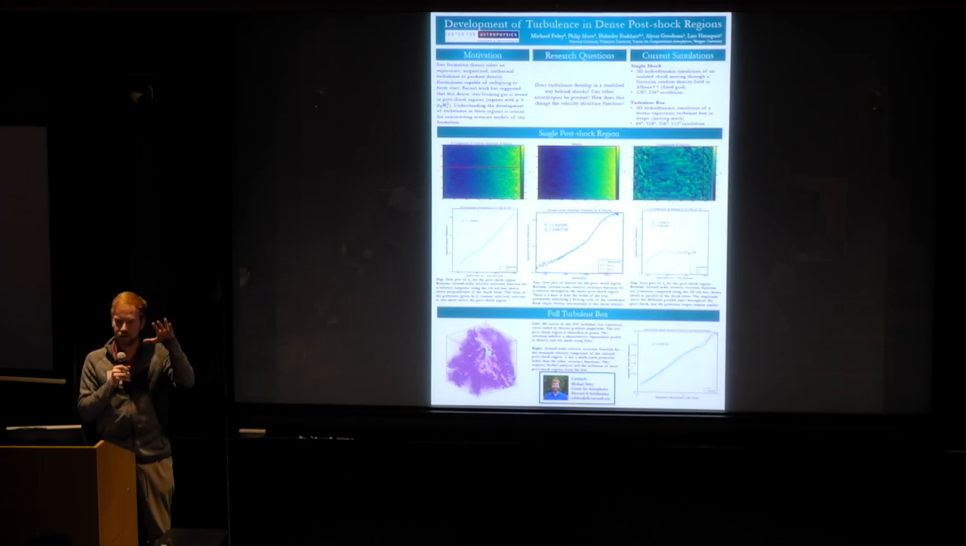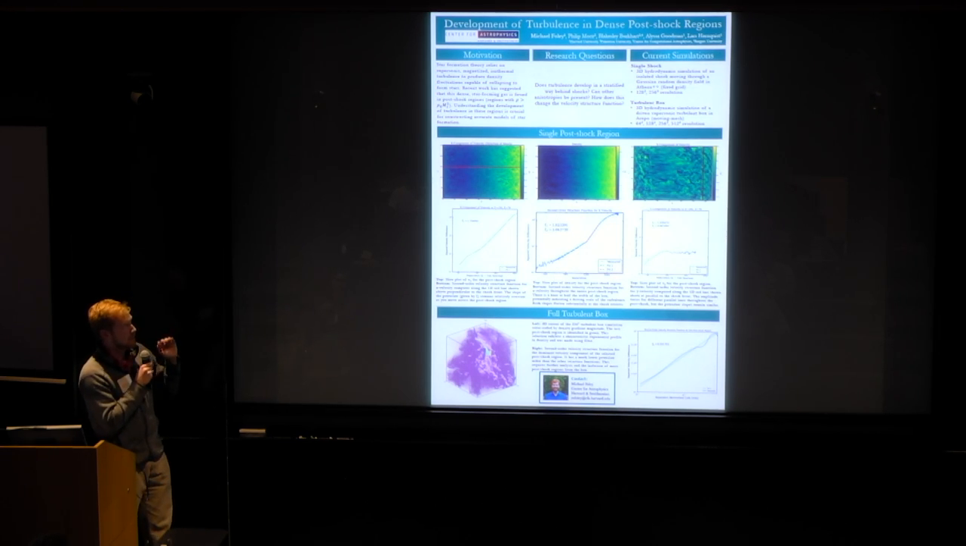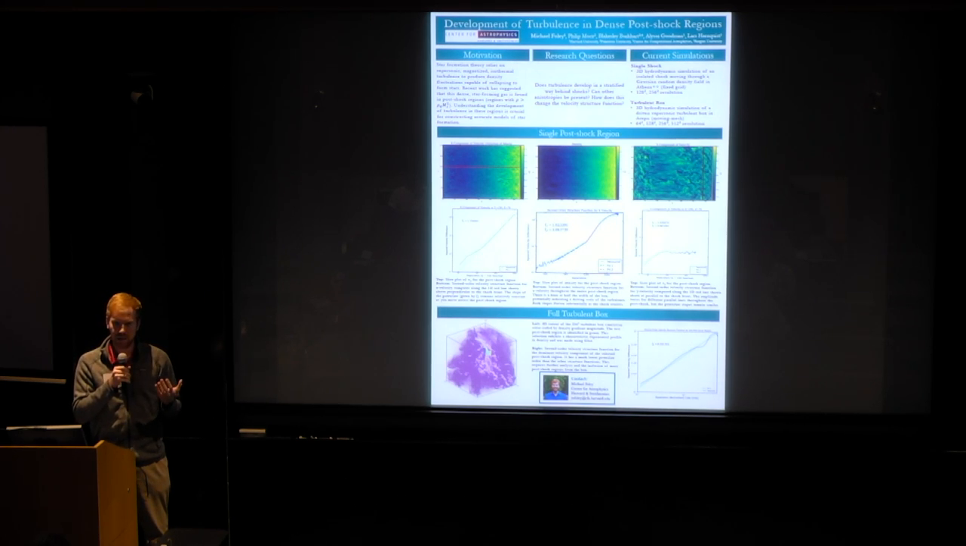If we go down to the scales of star formation, recent studies have suggested that stars are forming in what we call post-shock regions, so right around shocks or just behind shocks. The reason we're looking at the development of turbulence in these regions is that it's not necessarily a given that turbulence develops the same way behind a shock that it does in the global environment of the cloud. If it does develop differently in these post-shock regions, then perhaps we have some additional considerations we need to look at for star formation.